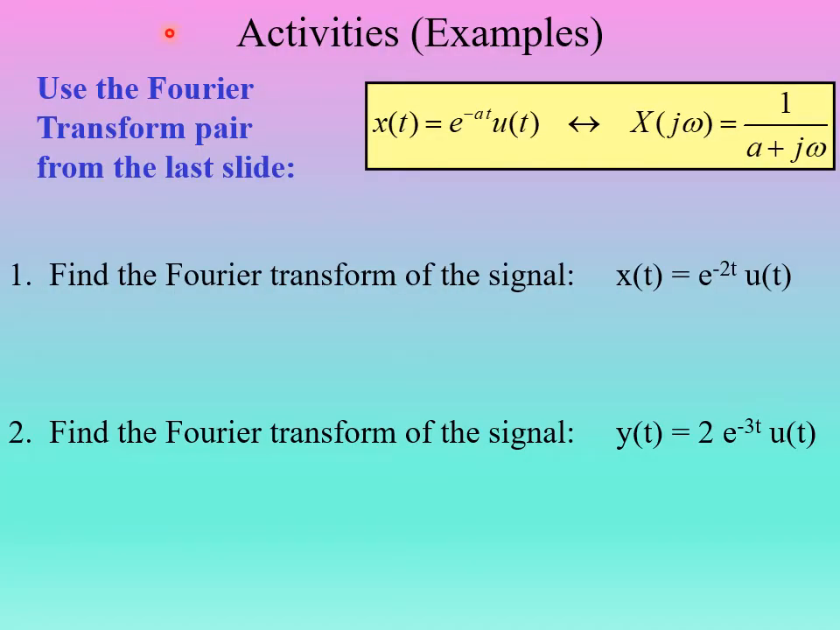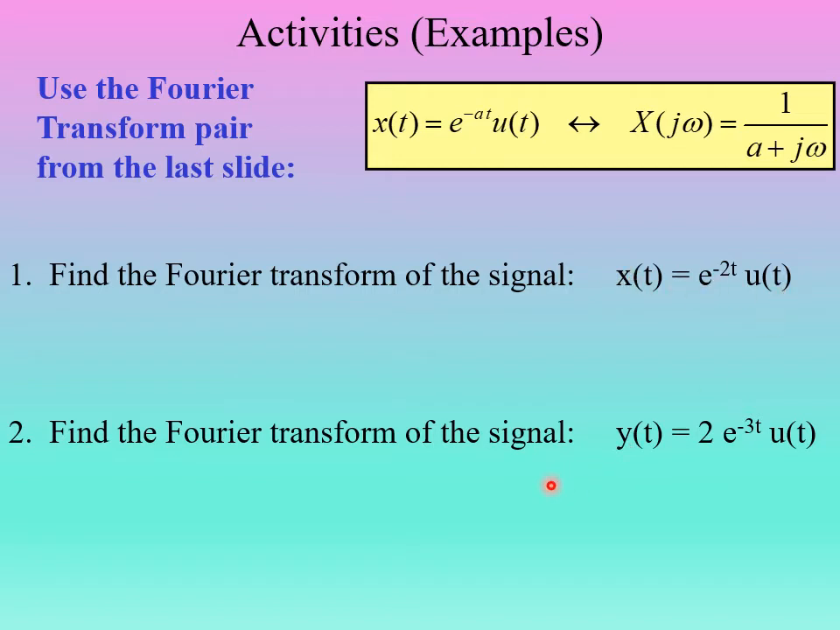Okay, here are some examples or activities that you can do to practice your skills now with taking simple Fourier transforms. So we're going to use the Fourier transform pair that we just derived on the last slide. And again, this is an important result. We're going to use this again and again, so it's good to get used to working with it. So we found on the last slide, we proved that if a signal x of t is equal to e to the minus at times a step function u of t, then its Fourier transform is given by 1 over a plus j omega.